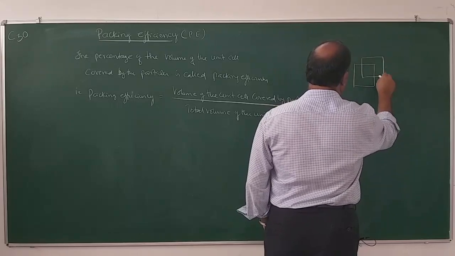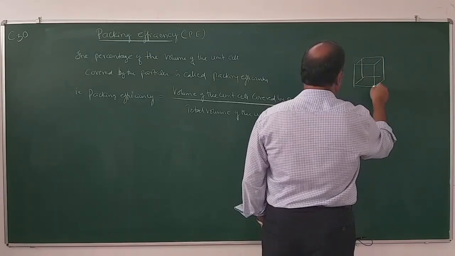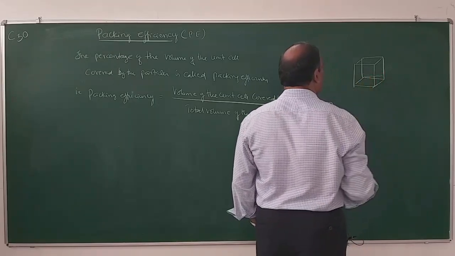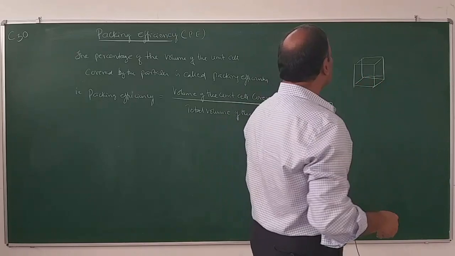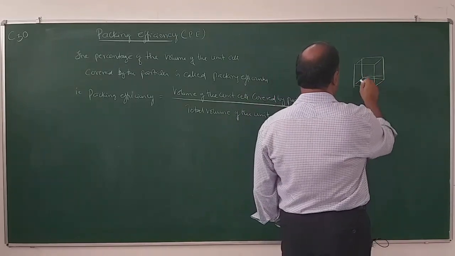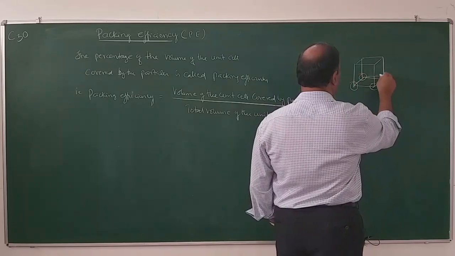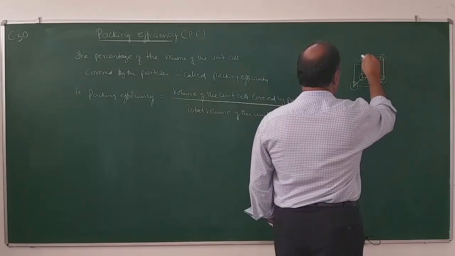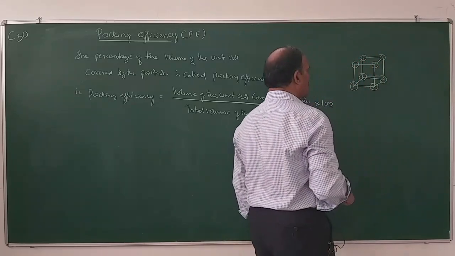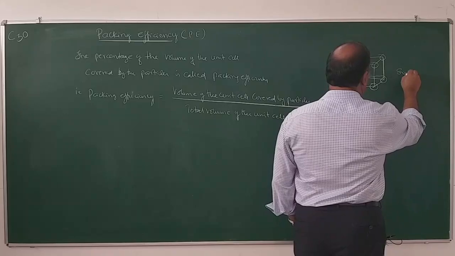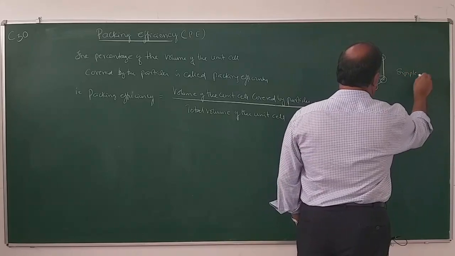So suppose this is the unit cell. There are different types of unit cells. What is this unit cell called? This is simple cubic unit cell, or it is called primitive unit cell. Here the particles are present only at the corners. If the particles are present only at the corners of the unit cell, it is called simple or primitive unit cell.